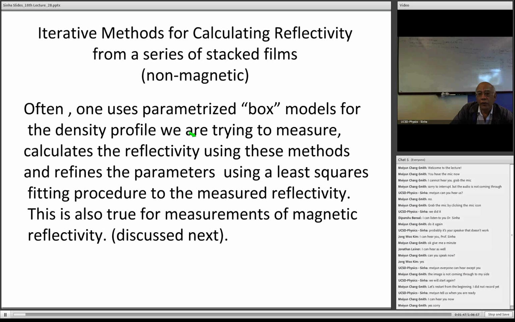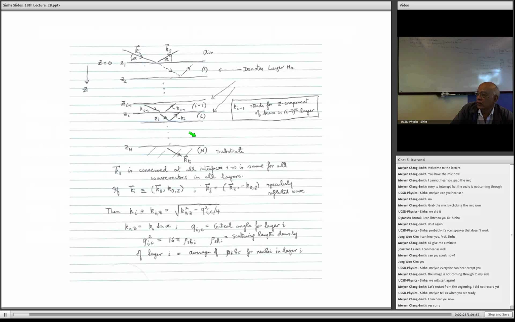I should just say from my own experience, it is necessary to fit the reflectivity down to the smallest features, down to reflectivity values of 10 to the minus 6 or better, because subtle features in the scattering density profile will not show up in just a crude fit to the reflectivity. So if one wants to really extract the maximum information, one needs to fit the whole profile pretty well. Okay, can we have the next slide, please?